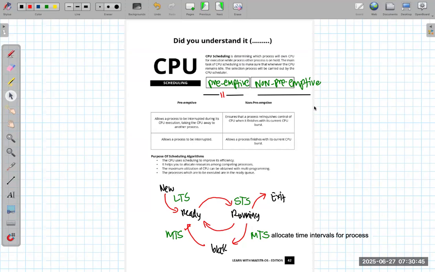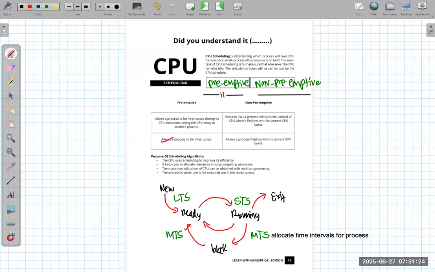So did you get the concept? For example, in a normal classroom from 2 to 4, the teacher will not explain the whole lesson for 2 hours, no? In the middle they might clear some doubts, give you a small break, and then the teacher continues. Preemptive scheduling allows a process to be interrupted during its CPU execution, taking the CPU away to another process.